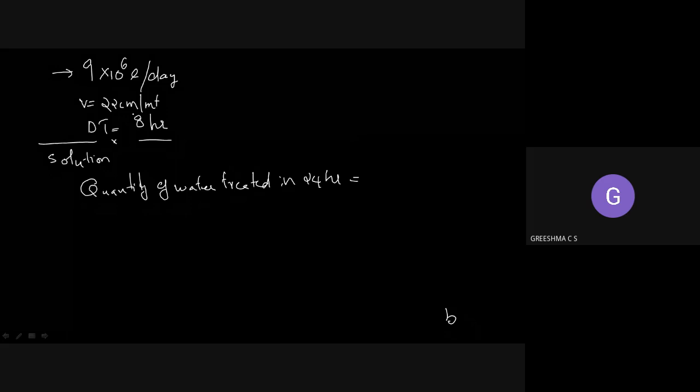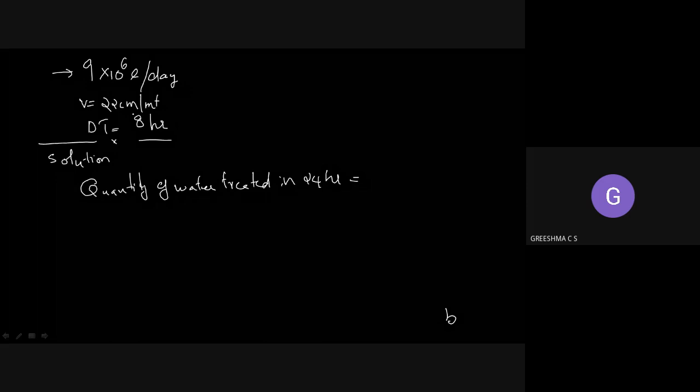9 into 10 raised to 6 liters of water is there in a day. That is the water demand. If you convert that into hours, how much will it be? 9 into 10 raised to 6 divided by 24. That is how you will get this in hours, the quantity of water that is to be treated.